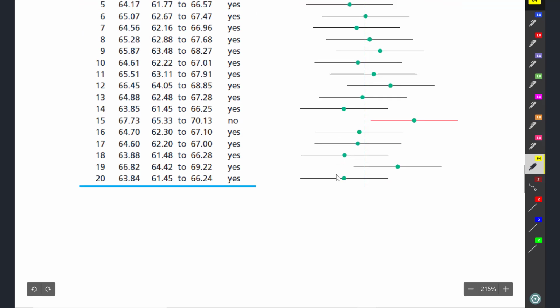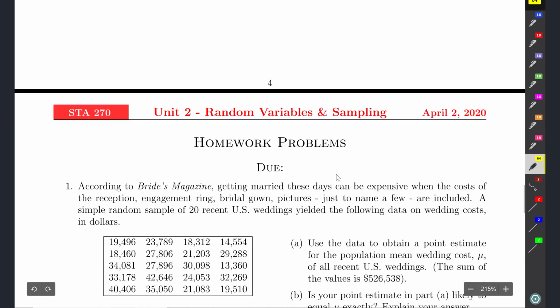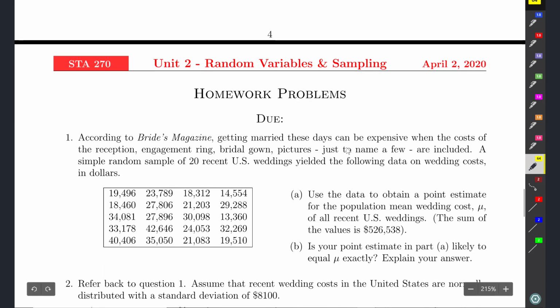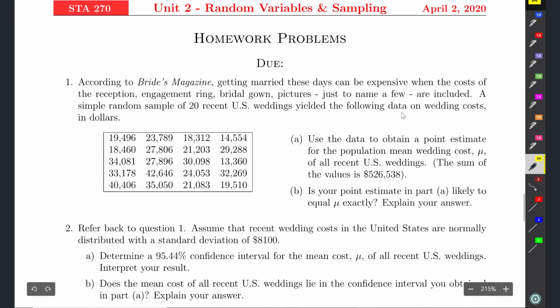We're going to build upon this a little bit more, but that was just kind of an introduction to confidence intervals, and I hope that was somewhat fairly easy to understand. Again, if you have questions, please just ask me.